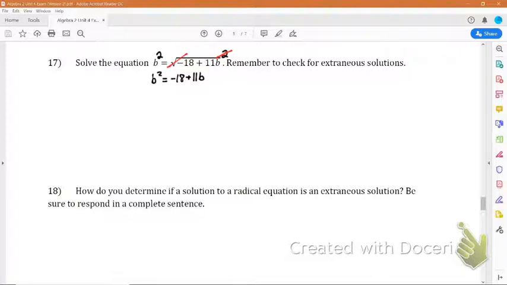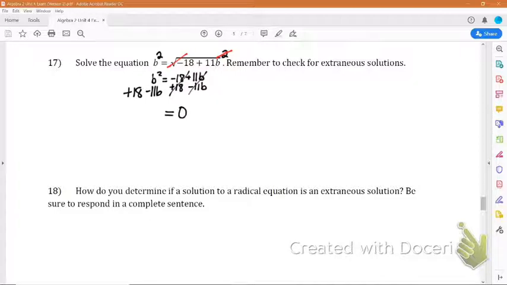This is a quadratic. To solve a quadratic, you need to move everything to one side and use your asterisks. I would not move the b squared because it's going to be negative. I would add 18 and subtract 11b. Add 18, subtract 11b. That gives me 0 on the right side.